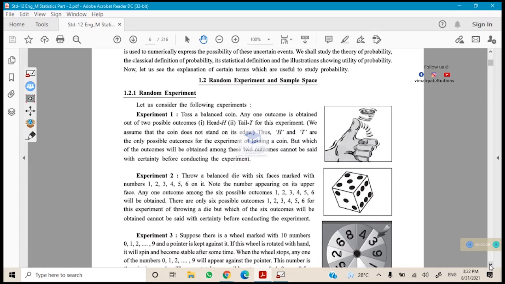Then again, if I throw a die, a balanced dice having 6 faces. You must be playing it in Ludo. You must be all Ludo kings, right? I know Snake and Ladder, I don't know Ludo. So 1, 2, 3, 4, 5, 6 are the numbers marked on the dice. On any dice, by throwing it, you will receive a number from these. You will not receive 0 because it is not there. You are not going to receive 7. You will receive only a number from 1 to 6. It can be any number.